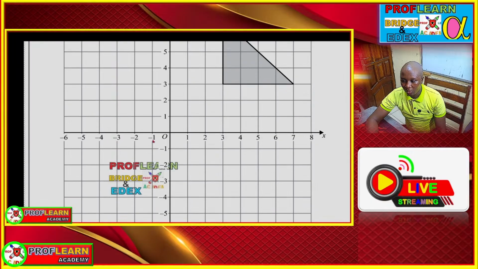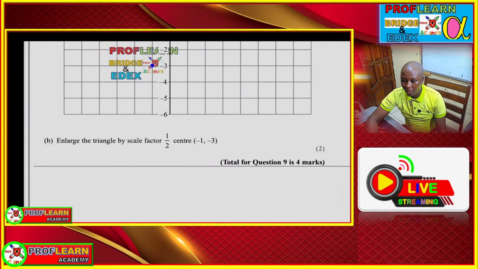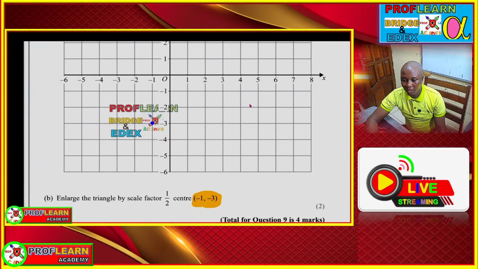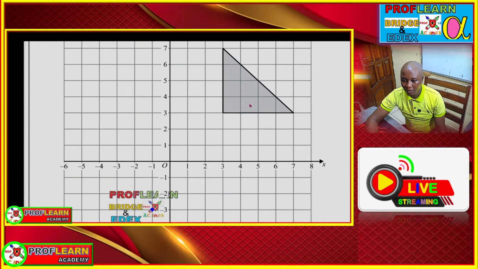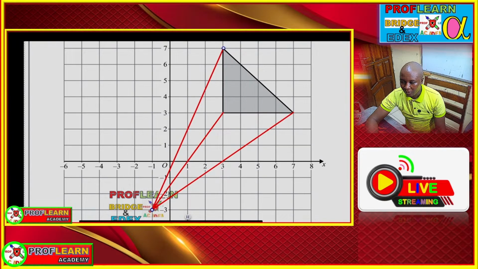We're supposed to draw an enlargement by scale factor half, center -1, -2. The first thing that you're going to do is to identify the center of enlargement, and that is going to be -1, -3. That is the point. Then you draw a line joining the points there, like that. Then you measure a half of the entire length of each particular line and identify the midpoint of it, because it was an enlargement of a half. So basically that's what you're going to do here.